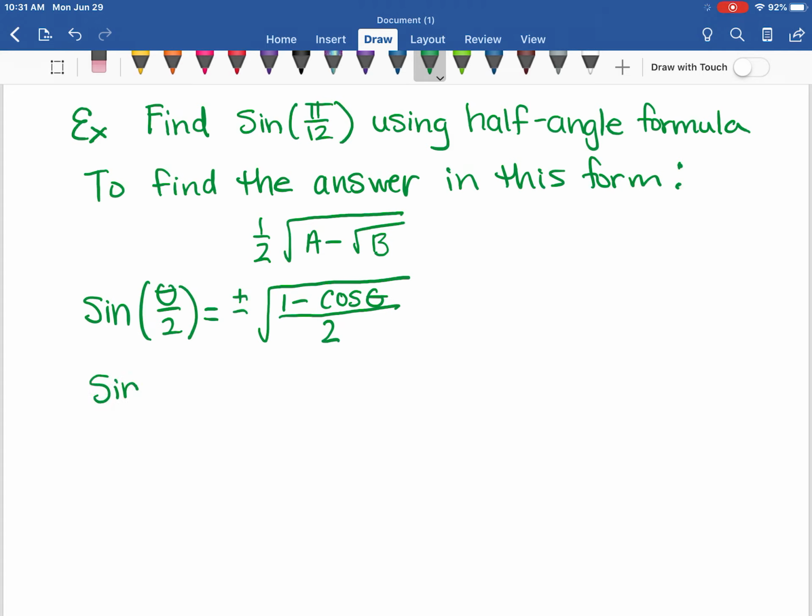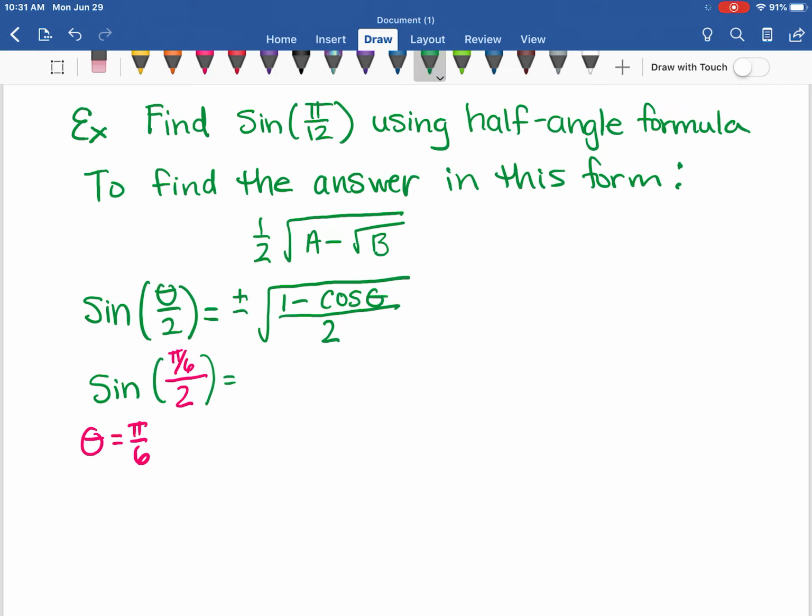So if we're going to use the half angle formula, we need to write pi over 12 as some other angle divided by 2. Well, if I take pi over 6 and divide by 2, that will give me pi over 12. So I'm going to rewrite pi over 12 as pi over 6 divided by 2. And that way we know that our angle is pi over 6. Now, typically when you do these, you're going to want to rewrite it using an angle that is already on your unit circle so that you have the exact value. And pi over 6 is definitely on our unit circle.